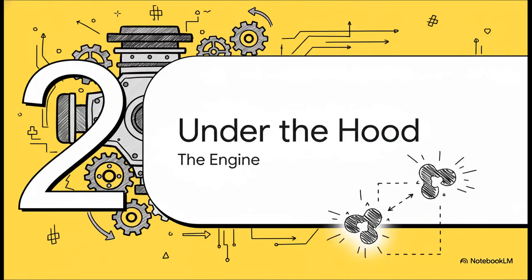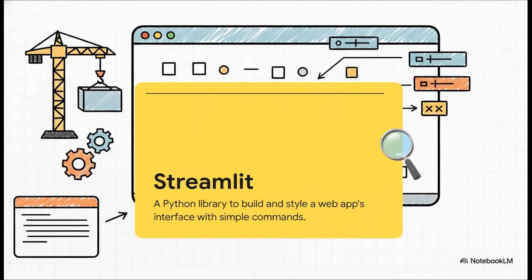Every app has an engine, right? A set of core tools that really make it go. For this dashboard, the engine is basically powered by two main pieces of tech. First up, we have a tool called Streamlit. Now, the best way to think about Streamlit is it's the scaffolding and the paint for your app. It's the thing that lets you build and style the user interface. It handles all the visual stuff, the titles, the buttons, the whole layout, and lets you do it all with surprisingly simple commands.